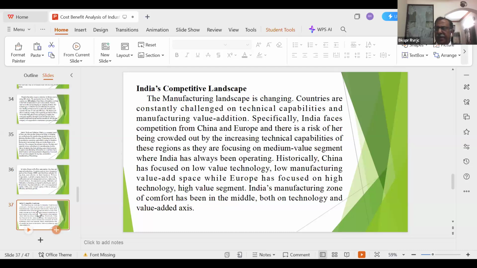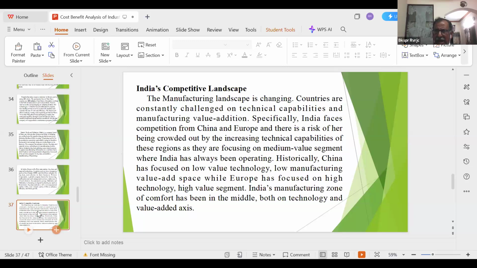India's competitive landscape. The manufacturing landscape is changing. Countries are constantly challenged on technical capabilities and manufacturing value addition. Especially, India faces competition from China and Europe, and there is a risk of it being crowded out by the increasing technological capabilities of these regions, as they are focusing on the medium value segment where India has always been operating.